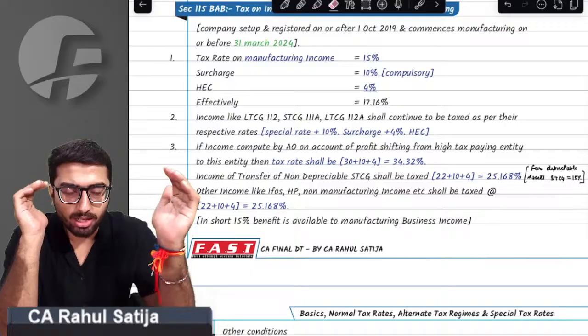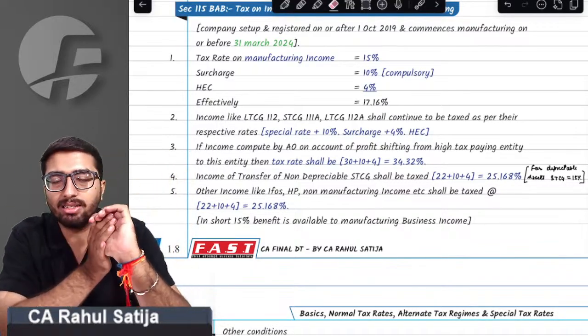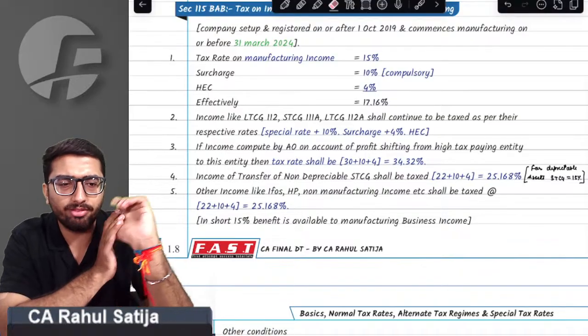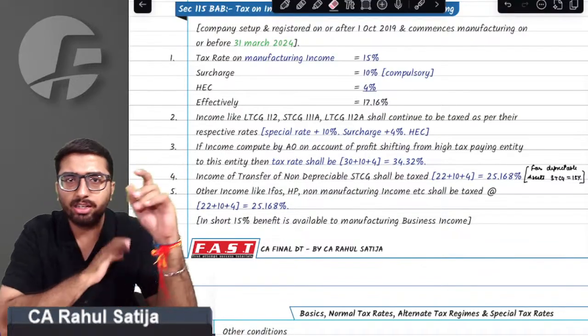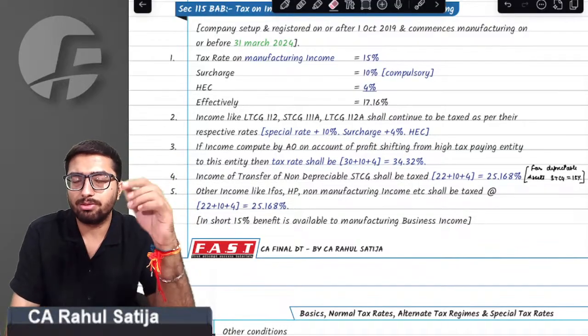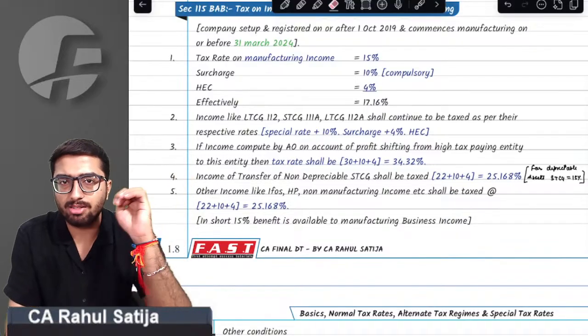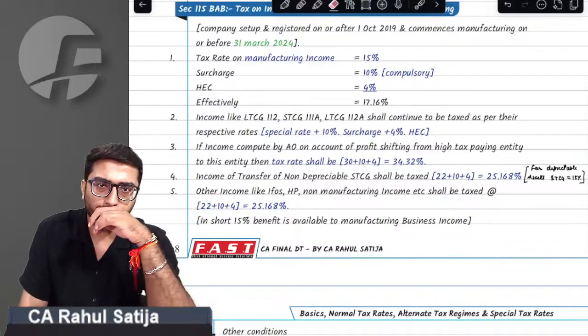Sorry, if AO finds out that my income has been transferred, then he shall tax such income at the rate 30% plus 10% plus 4%. If AO finds out that I have been transferring my income from a high tax paying entity to this low tax paying entity, then in that case he will charge such income at the rate 30% tax, 10% surcharge plus 4% education cess. So basic provision it is.